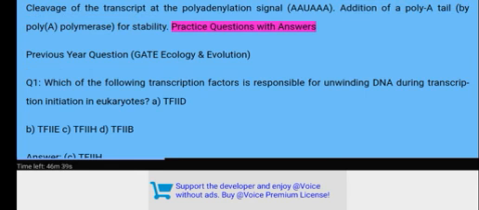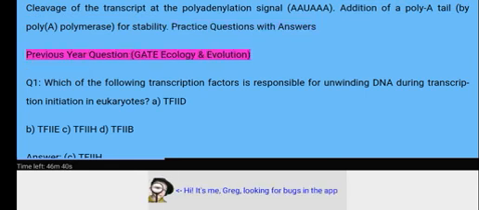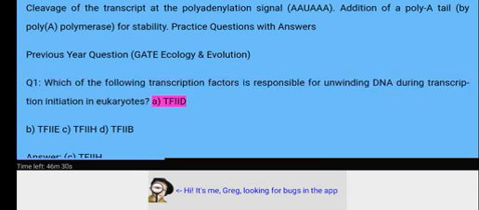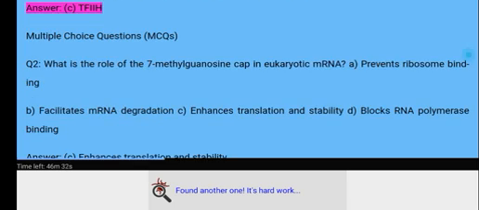Practice questions with answers. Previous year question: GATE Ecology and Evolution. Q1. Which of the following transcription factors is responsible for unwinding DNA during transcription initiation in eukaryotes? A. TFIID. B. TFIIB. C. TFIIH. D. TFIIA. Answer: C. TFIIH.